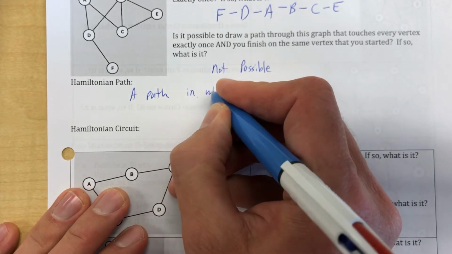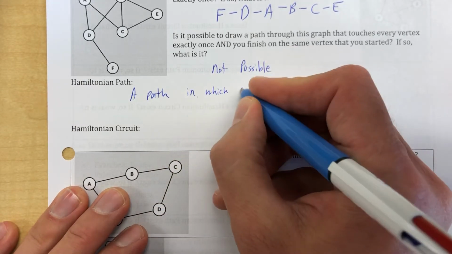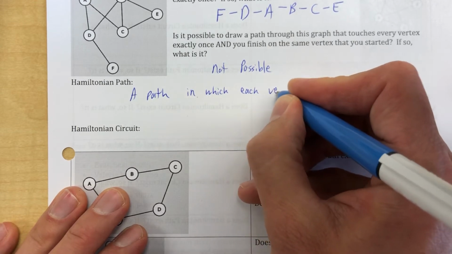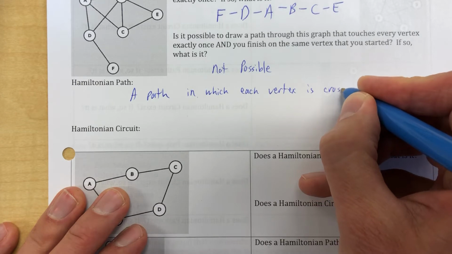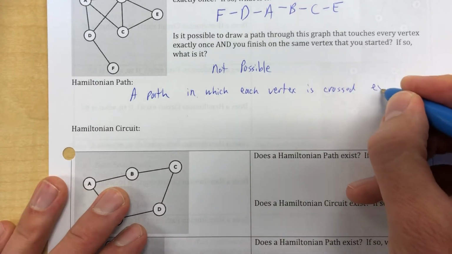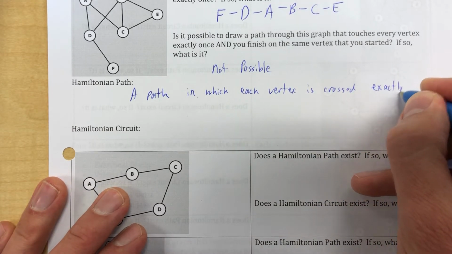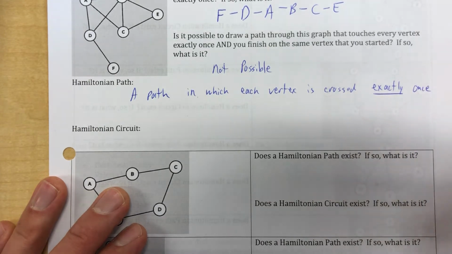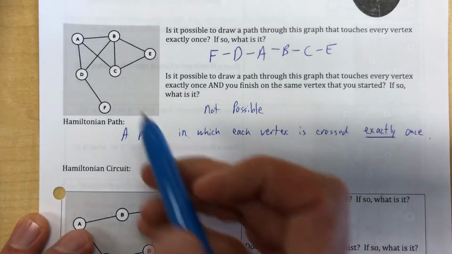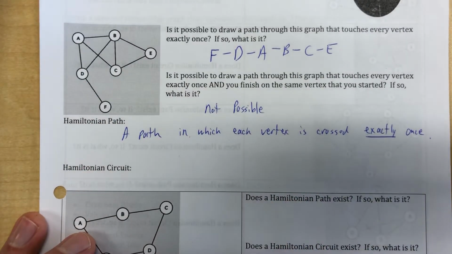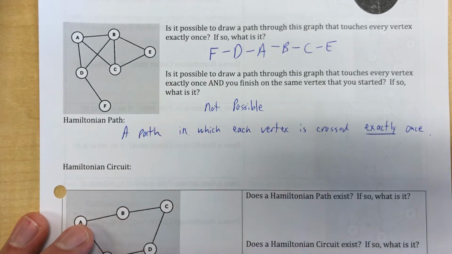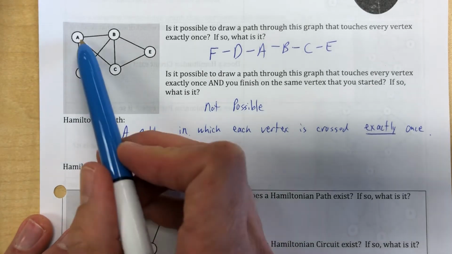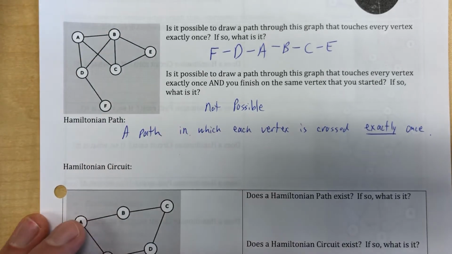In which each vertex is crossed exactly once. Again, I don't care if I walk down every road as long as I go to every city, right? So I have to go to A, B, C, D, E, and F. I don't care if I travel this road or that road. It doesn't matter, all right?